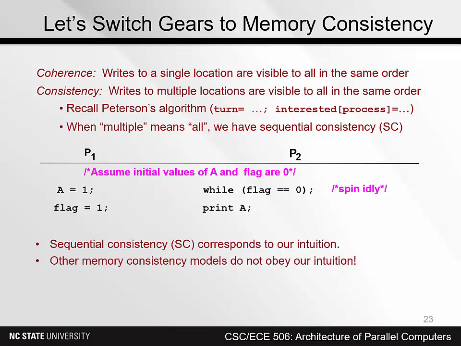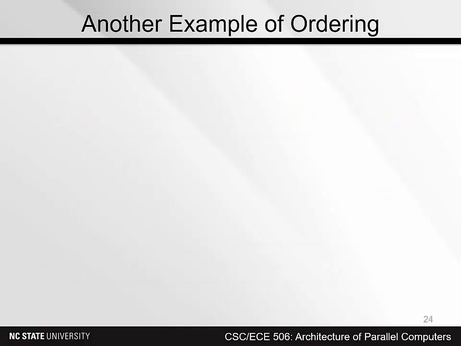With another consistency model, it might not. The writes to A and flag might be seen in a different order by P2 than by P1. Coherence is no help in this situation. It only keeps writes to a single location in order. It doesn't have anything to say about the ordering of writes to two different variables.